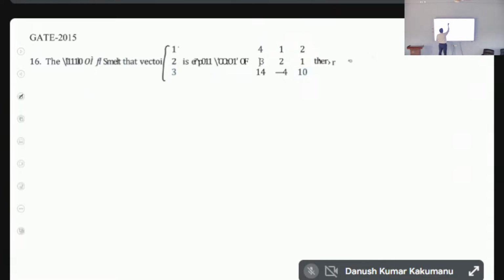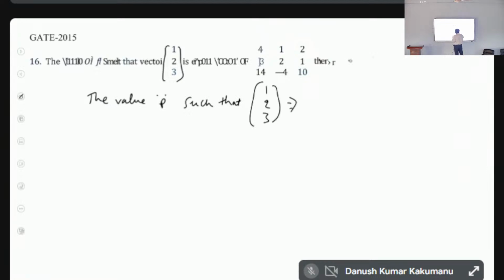1 2 3. Find the value of p such that the vector 1 2 3 is an eigenvector of the matrix 4 1 2, p 2 1, 14 minus 4 10. All of you, you can try for 2 minutes and tell me what the answer is. What is the formula we have to use? Ax equals lambda x.